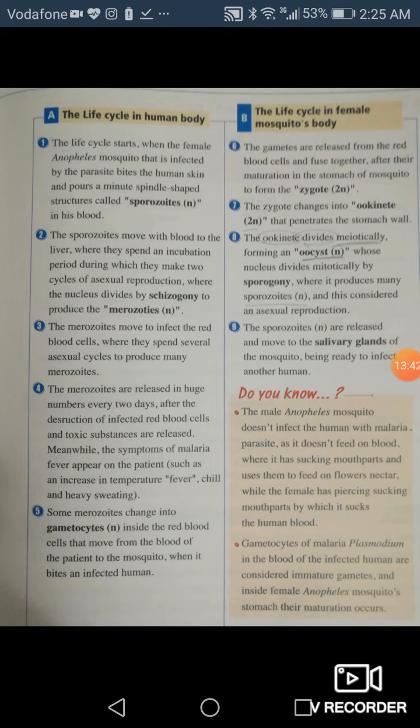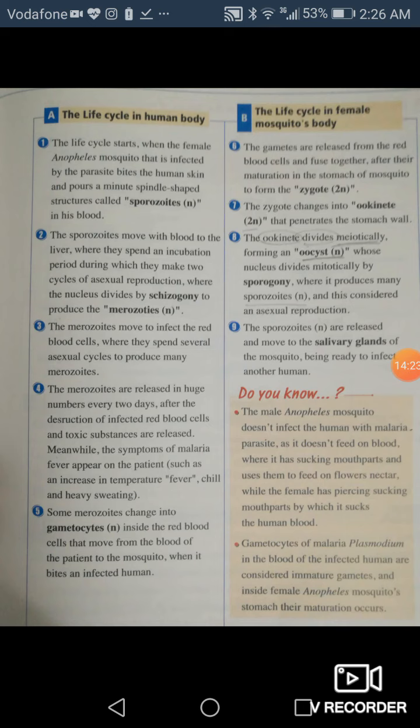So again, please, the life cycle inside the human is that an Anopheles mosquito bites a human, infects him with the plasmodium in the form of sporozoites, which have N chromosomes. The sporozoites move with the blood towards the liver, and inside the liver, they reproduce by schizogony to form the merozoites, which have N genetic material also. And the merozoites move to infect the red blood cells, where they spend several asexual cycles and produce a huge number of merozoites in 2 days.